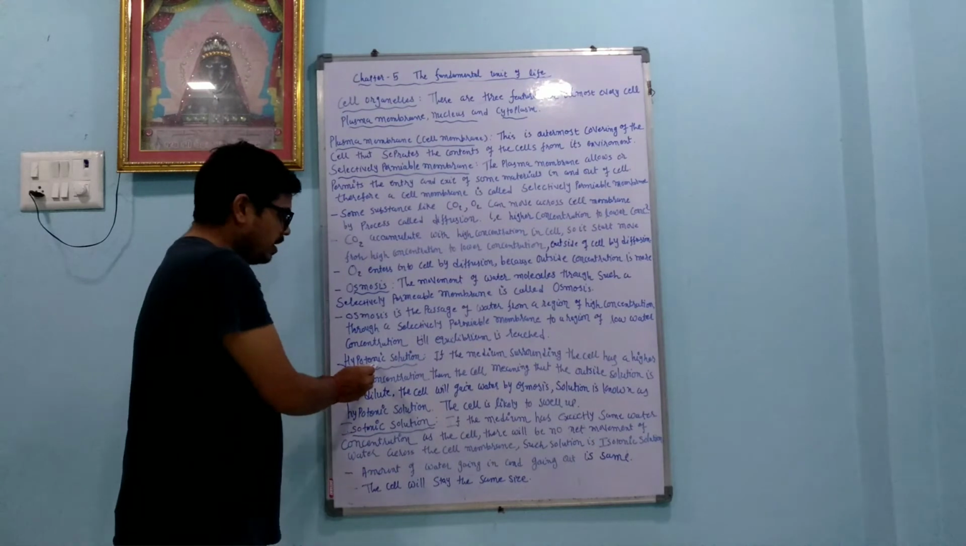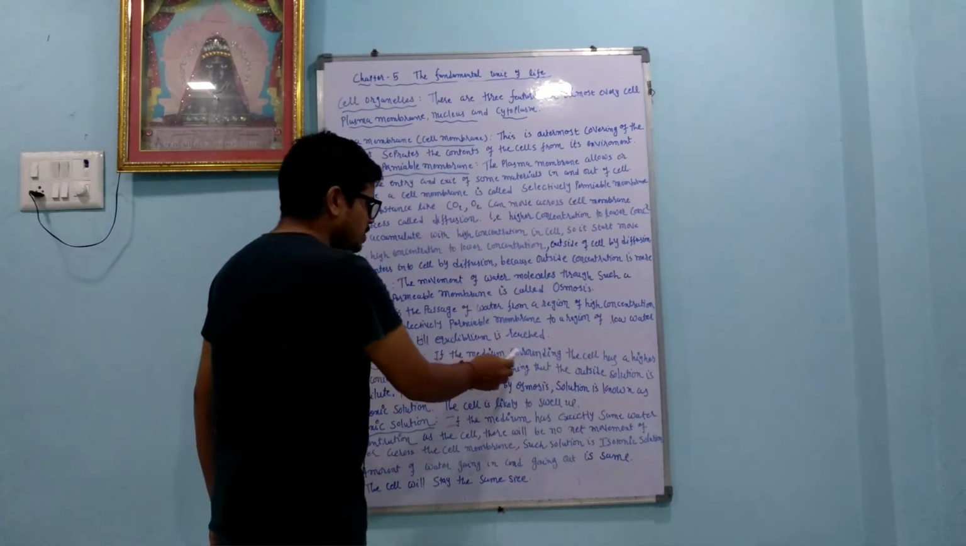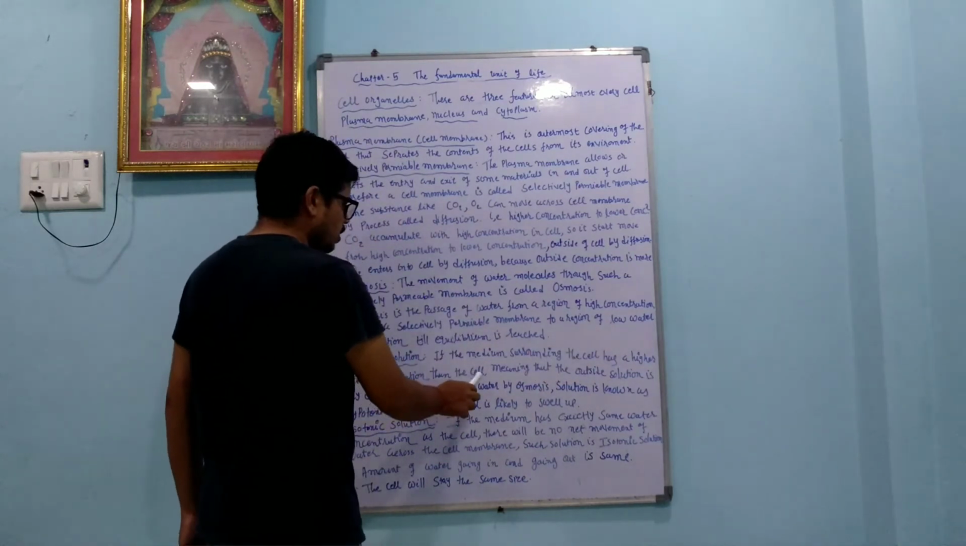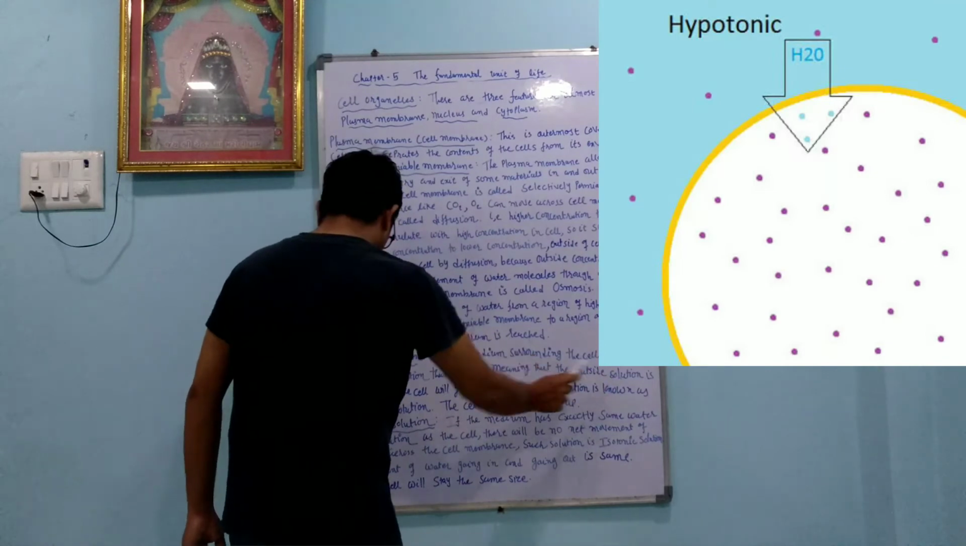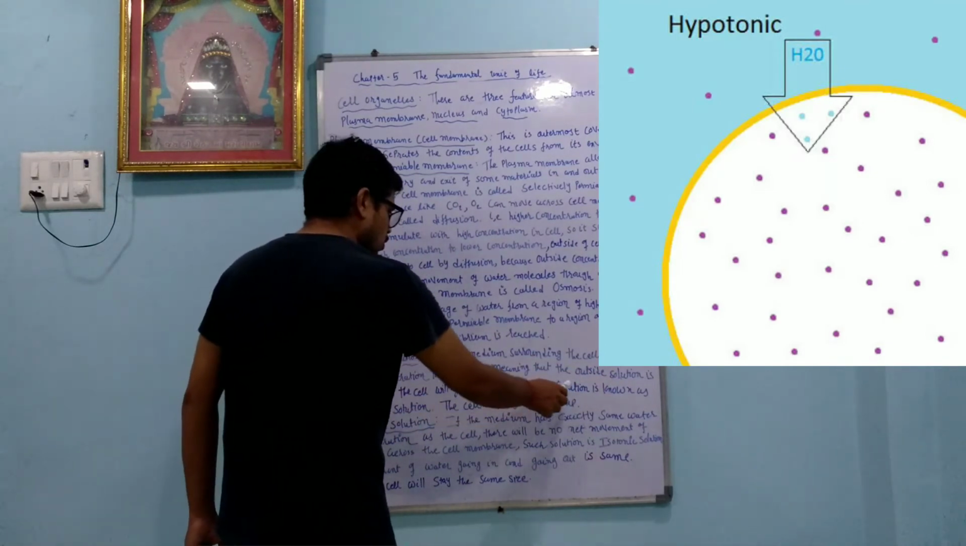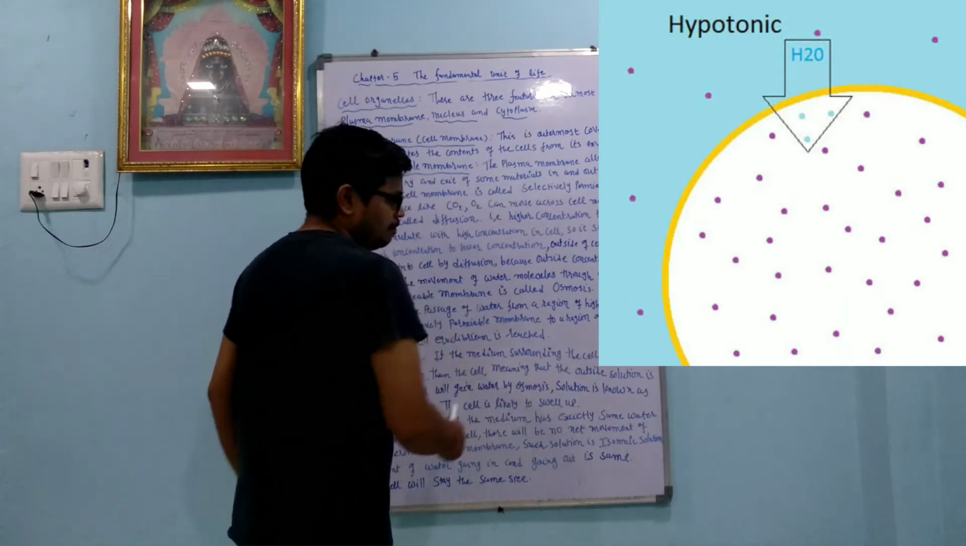Hypotonic solution. This word tonic indicates what? It is related with the pressure, concentration. If the medium surrounding the cell has higher water concentration than the cell, meaning that the outside solution is very dilute, the cell will gain water by osmosis. Such a solution is known as a hypotonic solution. The cell is likely to swell up.